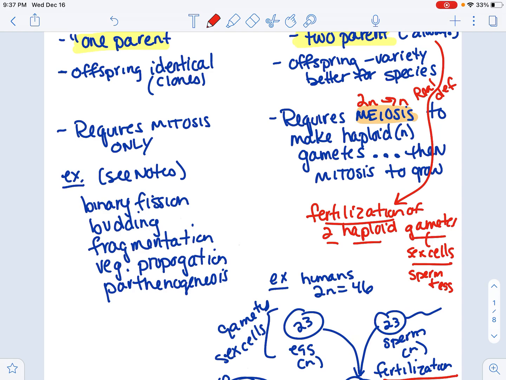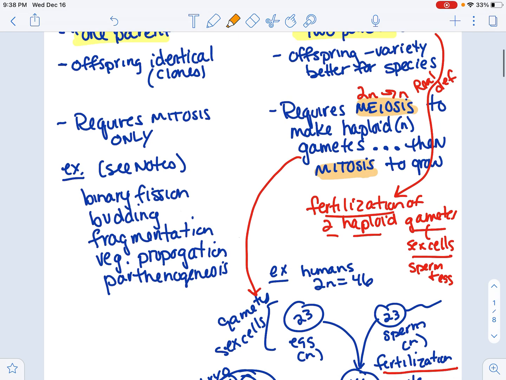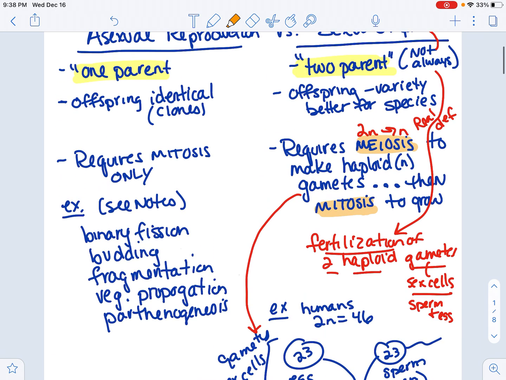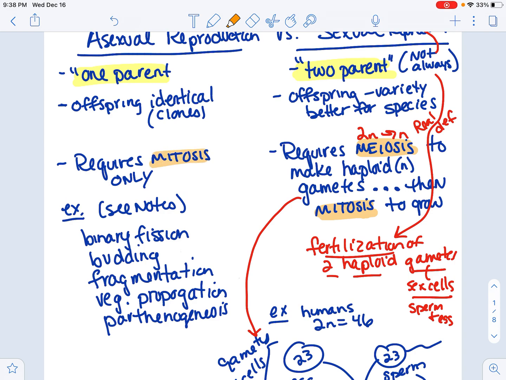So sexual reproduction involves meiosis to make these haploid gametes that we're seeing here. Those are made by meiosis. But then it also requires mitosis to grow. Once you have the fertilization event and you have that one cell, it has to multiply into a multicellular organism by mitosis. Over here in asexual reproduction, we only have mitosis. There's no meiosis. They reproduce just by doing mitosis, which is the identical cell division only.